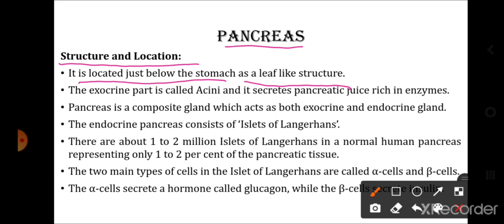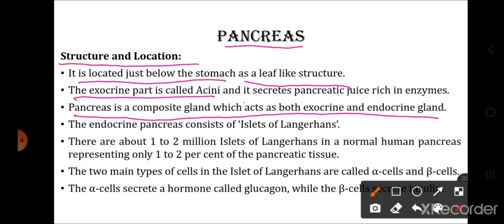Now what kind of gland is this pancreas? It is a composite gland, that is, a mixed gland. Some part of the pancreas is the endocrine part and some part is called the exocrine part. So the pancreas is a composite gland which acts as both exocrine and endocrine gland. The exocrine part is called acini. Exocrine part means there will be a duct. So the duct part of the pancreas gland is called acini.